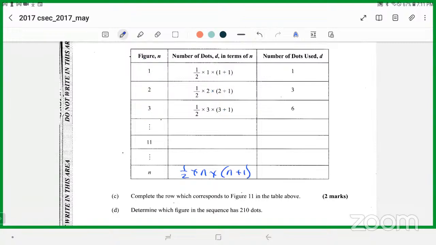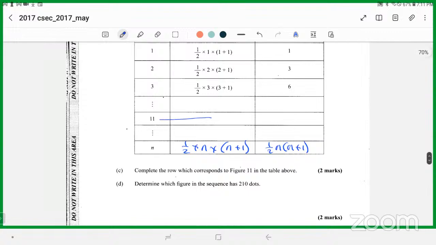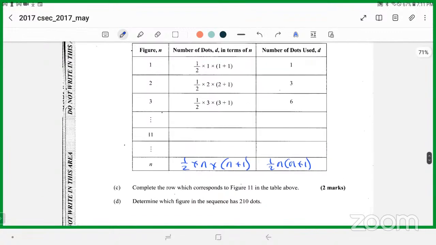So it becomes half n plus 1. So it's half the product of n and 1 after n, right? So the question is I must complete this row now. The figure number is 11. So it's going to be half times 11 times 11 plus 1. And what will it work out to? How much is it? 66. That's it. Good. It says determine which figure in the sequence has 210 dots.